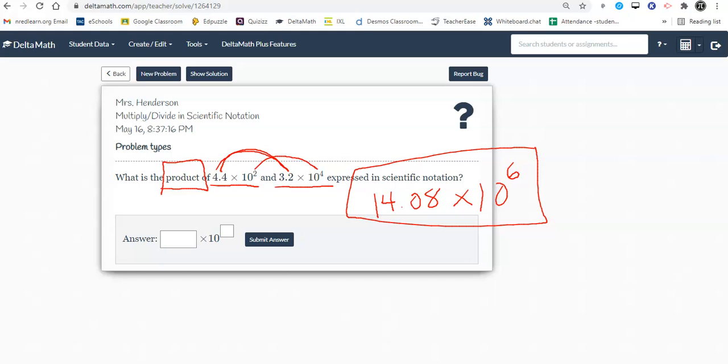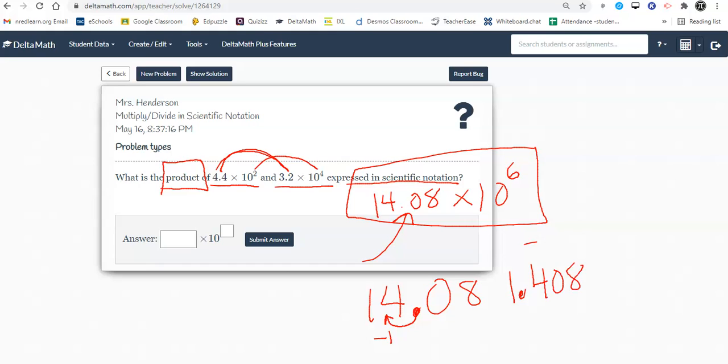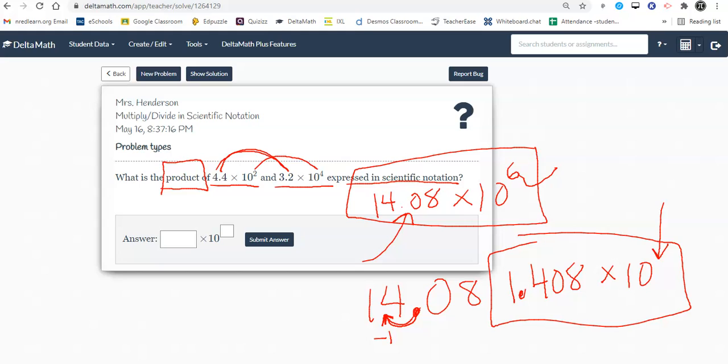So technically this is the product, but this is not correctly written in scientific notation. My coefficient is 1 decimal place too large, right? I can't have a number greater than 10. So I'm going to move this decimal 1 place lower to give me the coefficient 1.408. But once I do that, I also have to change my power of 10. So if I move the decimal place 1 lower, I've got to move the exponent 1 higher. So my answer will be 1.408 times 10 to the 7th.